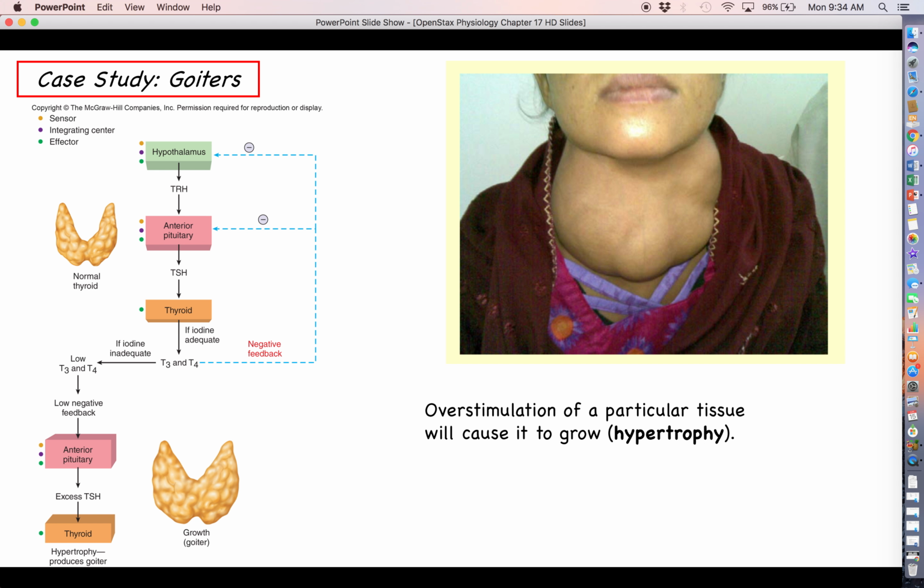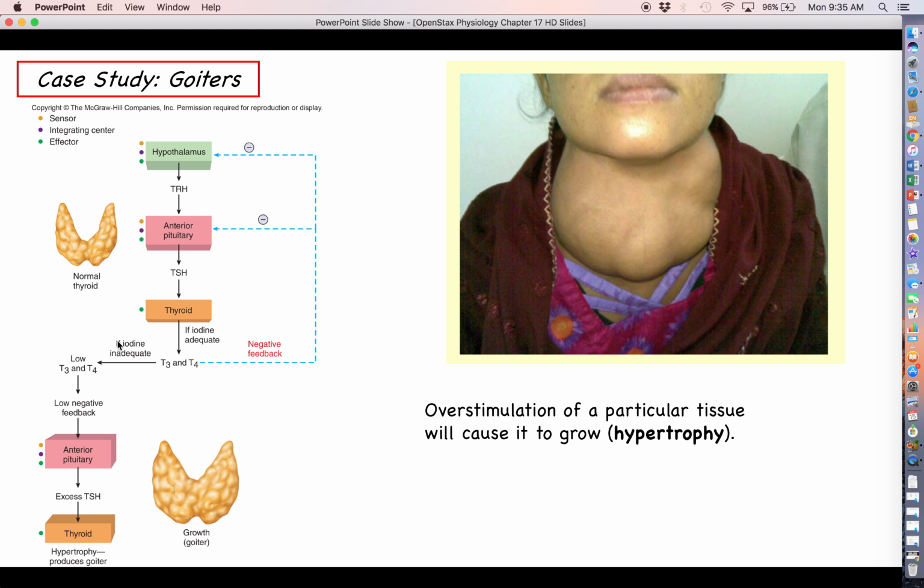What if iodide is not adequate? So if the thyroid does not have enough iodine, it's not going to be able to make T3 and T4. So what that's going to do, if we look at it through the lens of negative feedback, typically, when we have enough T3 and T4, we are able to shut down TSH and TRH via negative feedback. Well, if we don't have enough T3 and T4, that negative feedback does not occur. And instead of shutting down the production of TRH and TSH, those hormones are going to start going up in concentration.